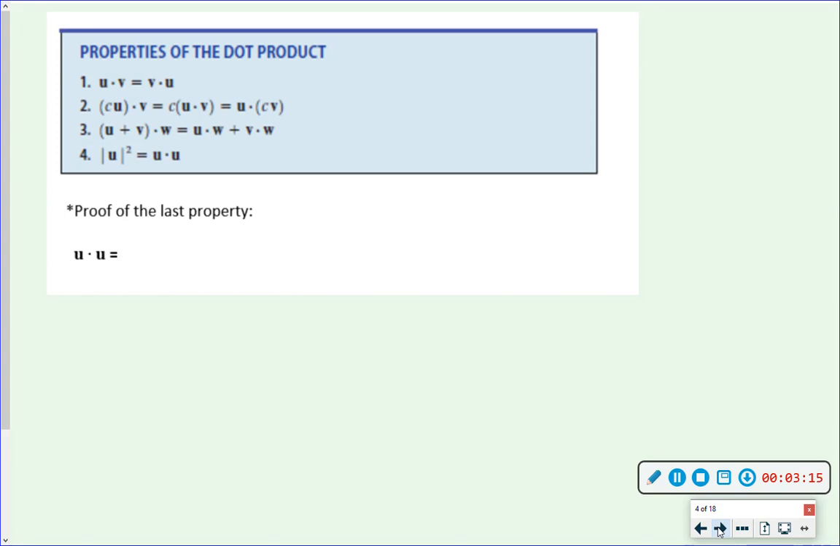Now, just to show you that these work, we're not going to prove every single one, okay? But let's just look at the fourth one. If you did u dot u, just to make it easy on us, let's write out what vector u is. I'm just using a1, a2 for the horizontal component and vertical component. You can call them whatever. So I want to do u dot u. Sometimes it helps just to write it the second time so you have it in front of you.